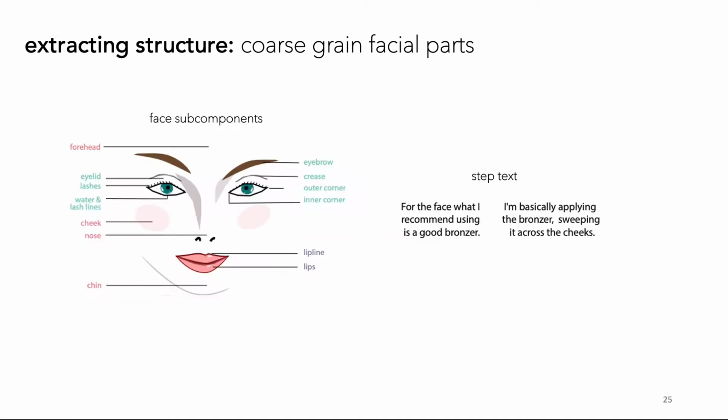After we have all the steps, we cluster them into facial part groups. For a given action step, we identify the facial part by looking for subcomponents in the step text. And then we group consecutive steps with a common facial part together.